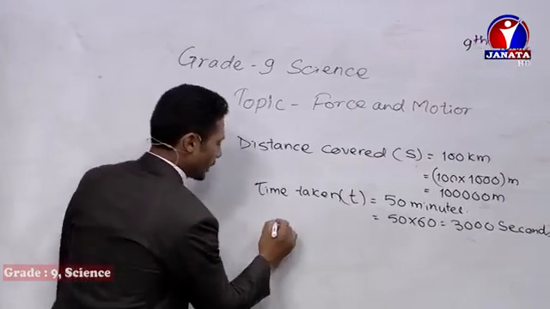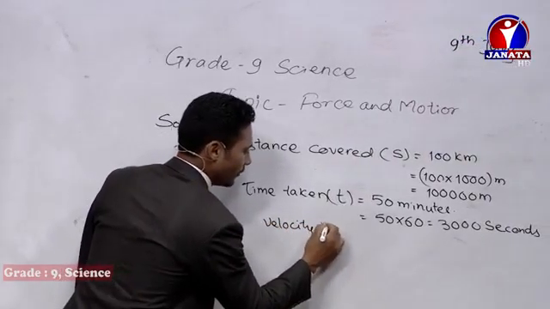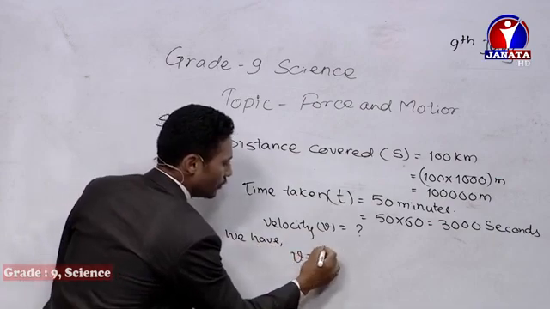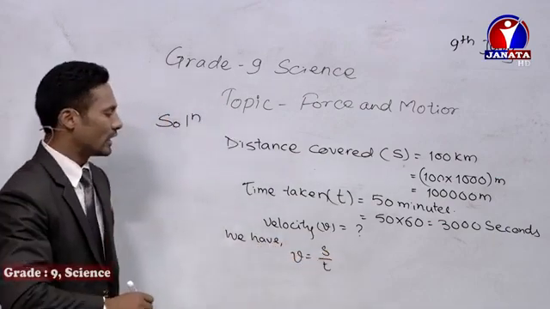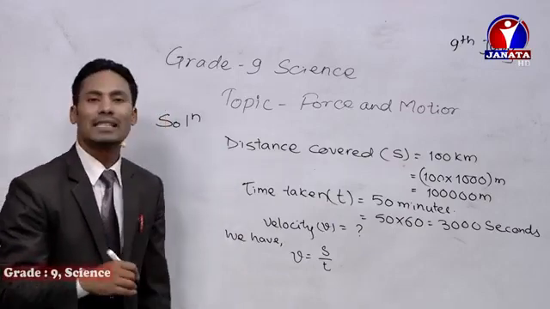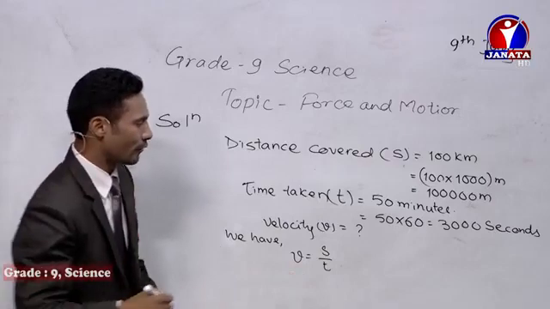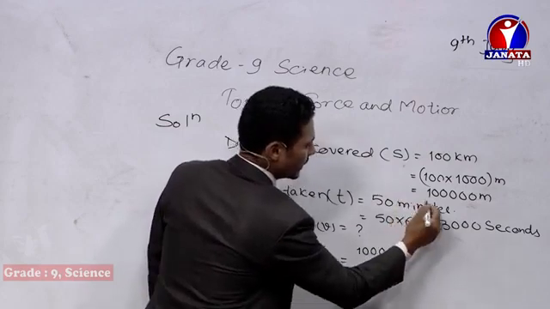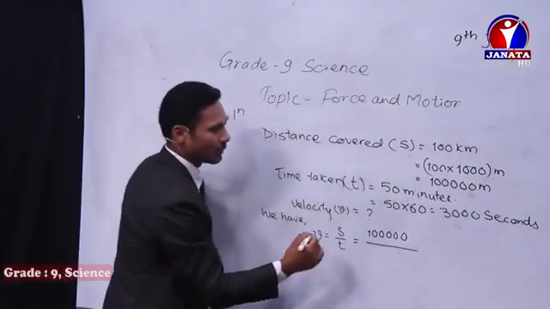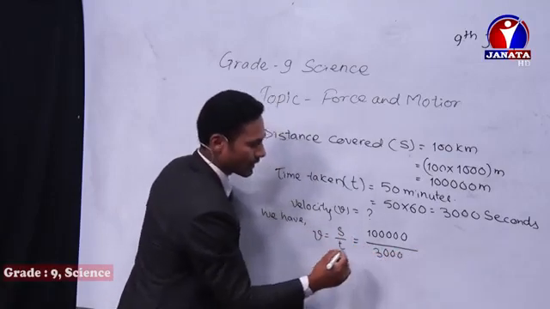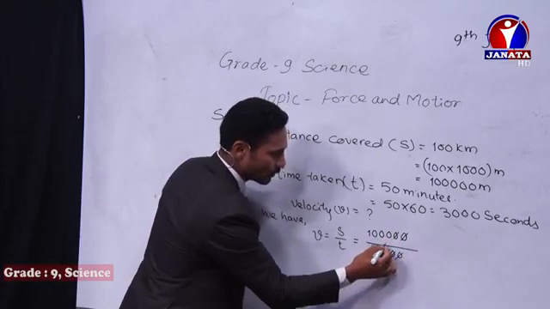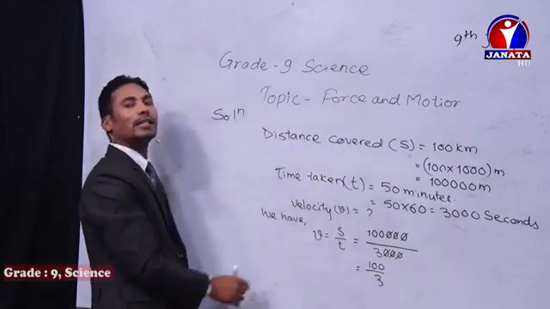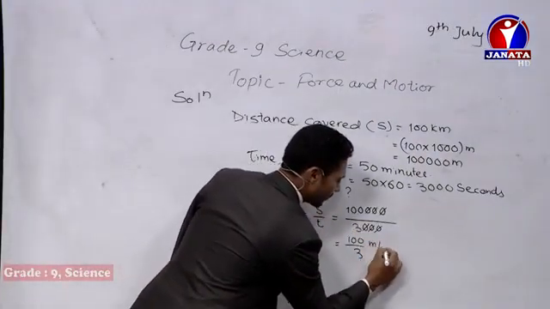Now we need to calculate the velocity. So velocity V equals what? We have the formula V equals S by T, right? Velocity is displacement by time taken, or distance covered in a certain direction by the time. This is the formula, so we take the values from there. That is 5000 divided by the time taken, 3000. So let's simplify this: 1, 0, 1, 0 cancel, these 3 zeros cancel. So this gives 100 by 3. Now the velocity is in meter per second.